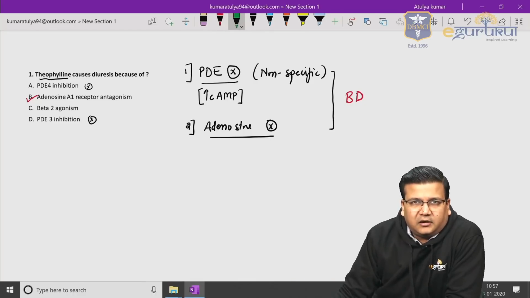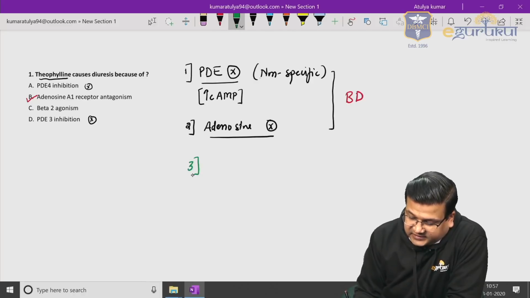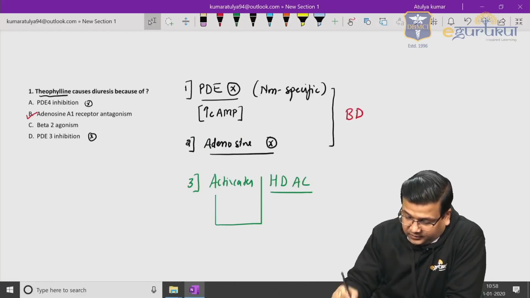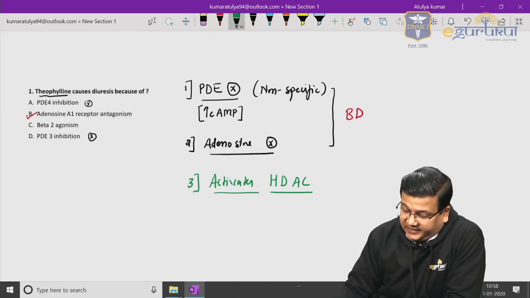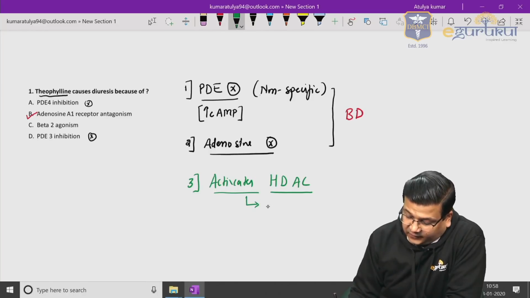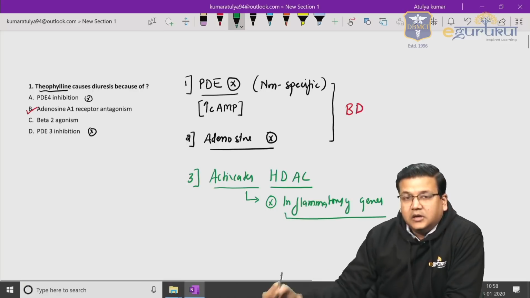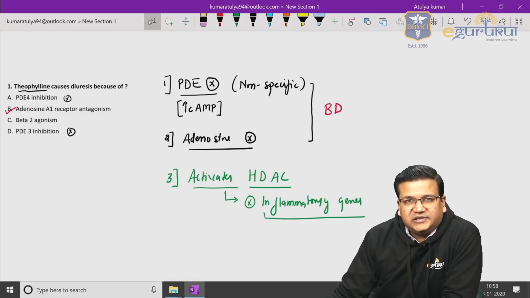Now besides these two bronchodilator mechanisms, theophylline has one more mechanism: it activates an enzyme known as histone deacetylase, HDAC. Activation of histone deacetylase will inhibit inflammatory genes. So theophylline is also able to inhibit inflammatory genes, and that contributes to its anti-inflammatory action in asthma.